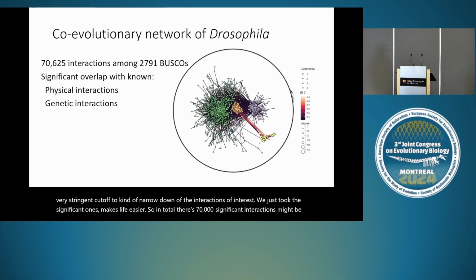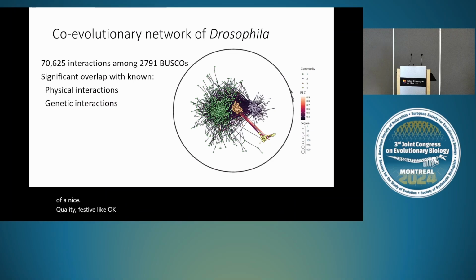So in total, there's 70,000 significant interactions among these Buscos. That's roughly 2% of the 4 million interactions that we were looking at. There's significant overlap with these and known physical and genetic interactions, so that's a nice quality test of, okay, we're capturing something real. But that's where the sense started breaking down.